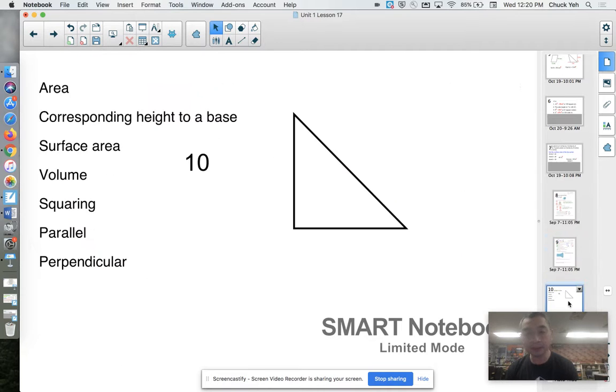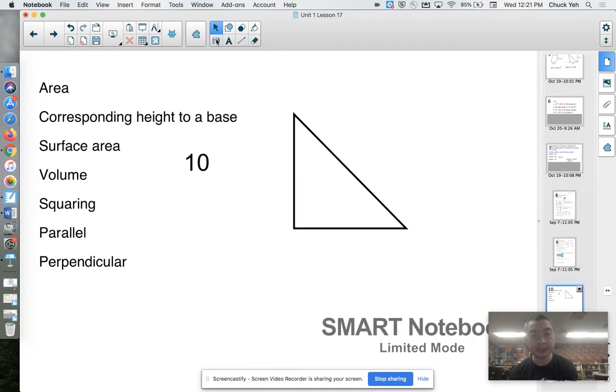Okay. On Friday, we're going to have our first big assessment. It's on Unit 1. Know about area. Know about corresponding height to base. So area is base times height for quadrilaterals and base times height divided by 2 for triangles.